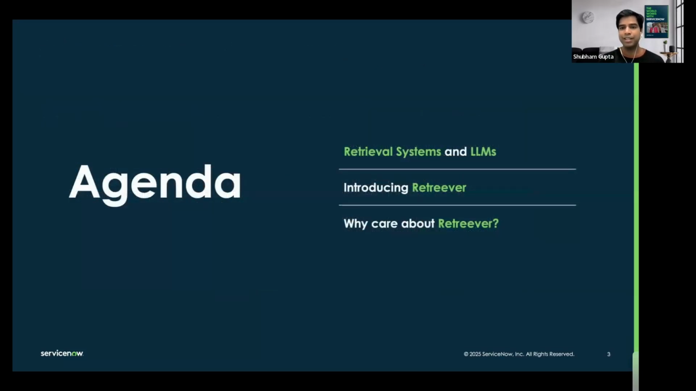So what's the agenda for today? Today, we are going to introduce what retrieval systems are and how they exist in the world of LLMs today. We'll introduce our work, ReTreever, and we'll talk about why you should care about ReTreever.